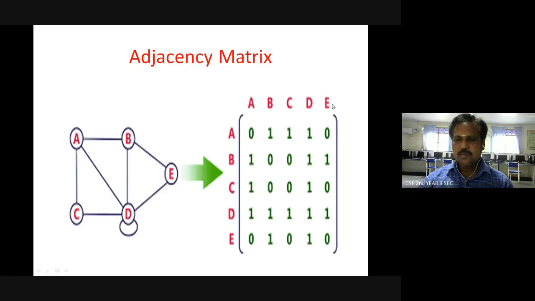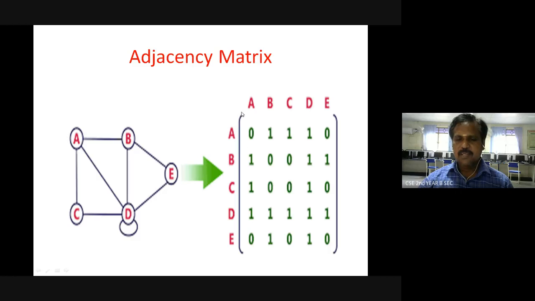If there is a path from one vertex to another vertex, then we have to put 1. Otherwise, we have to put 0. The matrix contains binary values only, either 0 or 1. If there is a path, it represents 1. If there is no path, it represents 0.